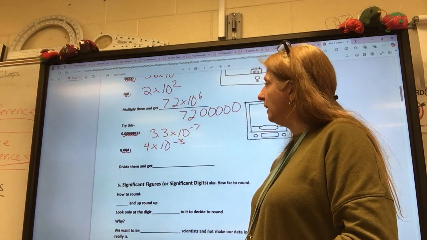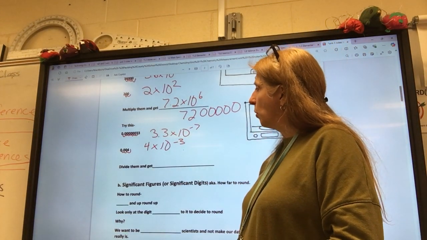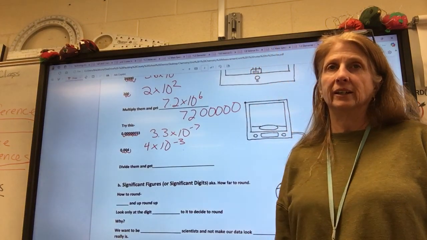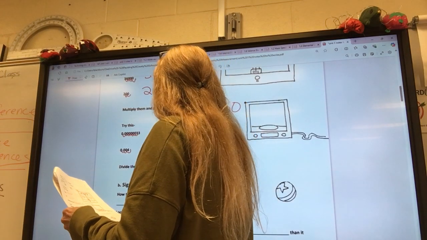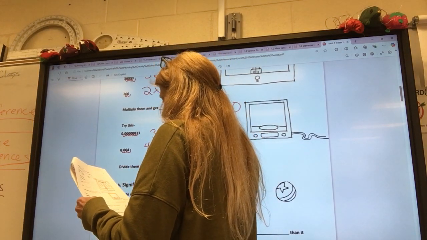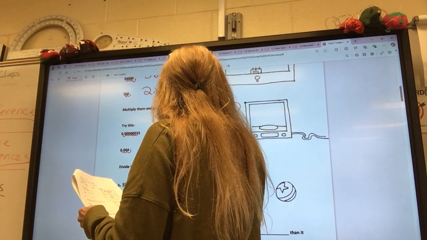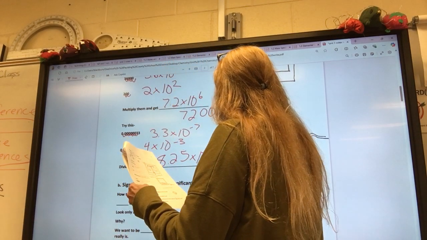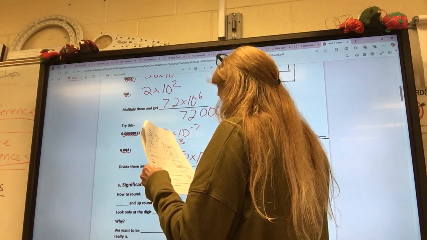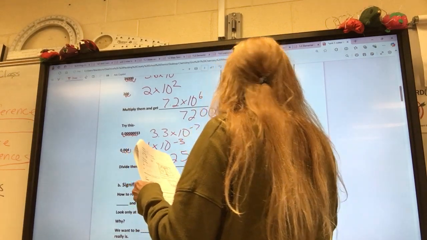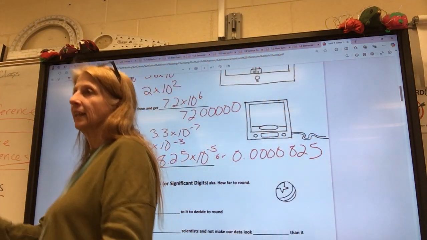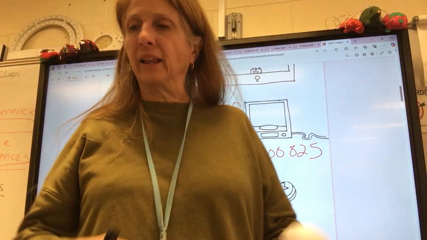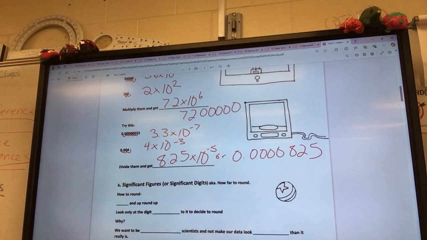3.3 E negative 7 divided by 4E negative 3. Give it a try. You should get 8.25 times 10 to the negative fifth, or 0.0000825. Everybody getting it? No. Okay, so let me see you put it in.